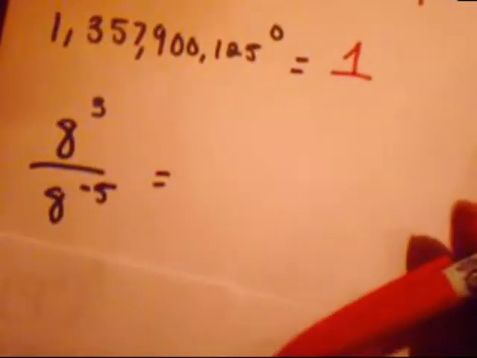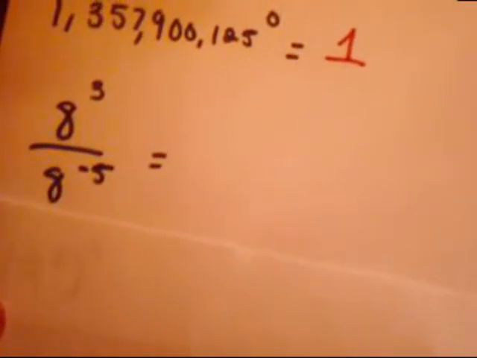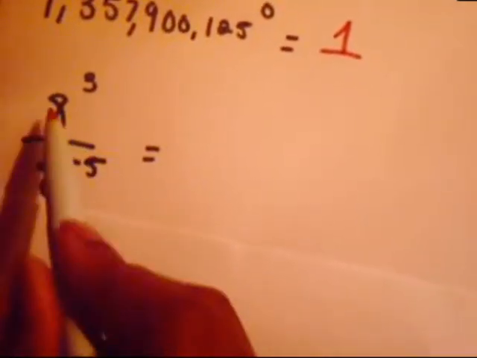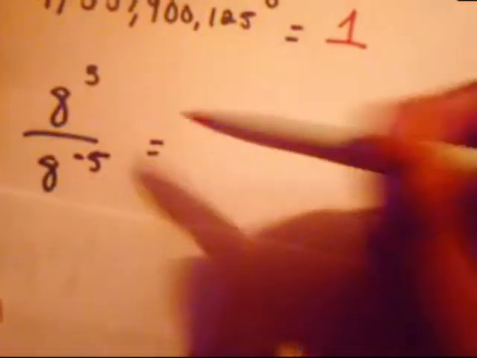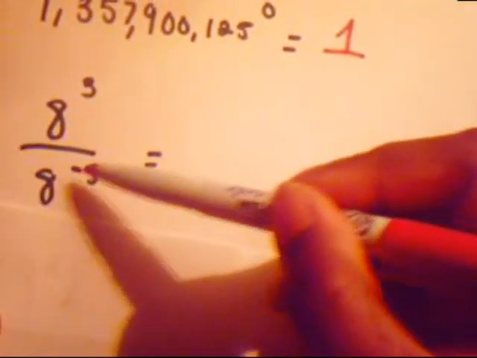Okay? Here's another example, guys, of an exponential law. This is power of a quotient. You can tell that it's a quotient because you can tell that we're dividing like bases. Both of these have a base of 8, but we're dividing. It's 8 to the third divided by 8 to the negative fifth.